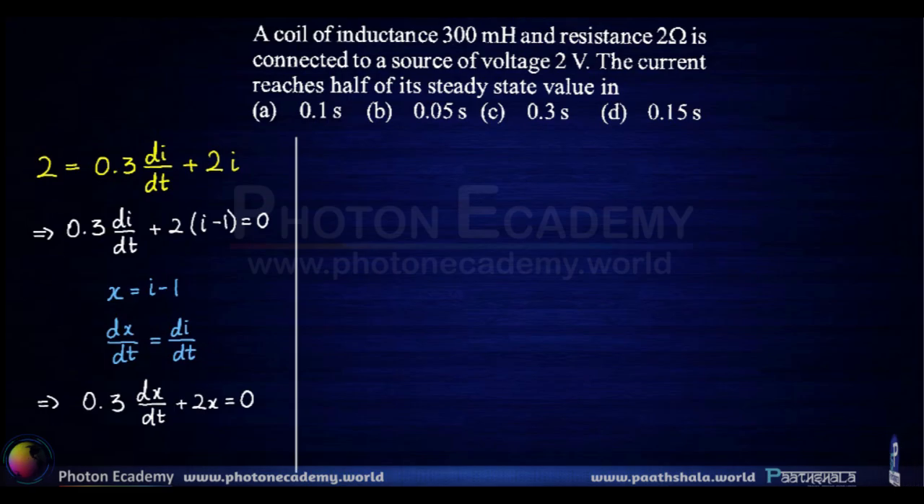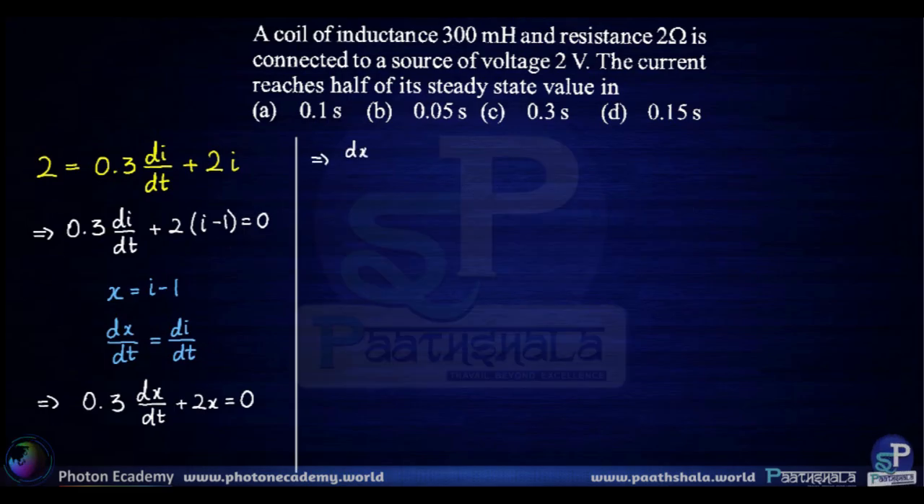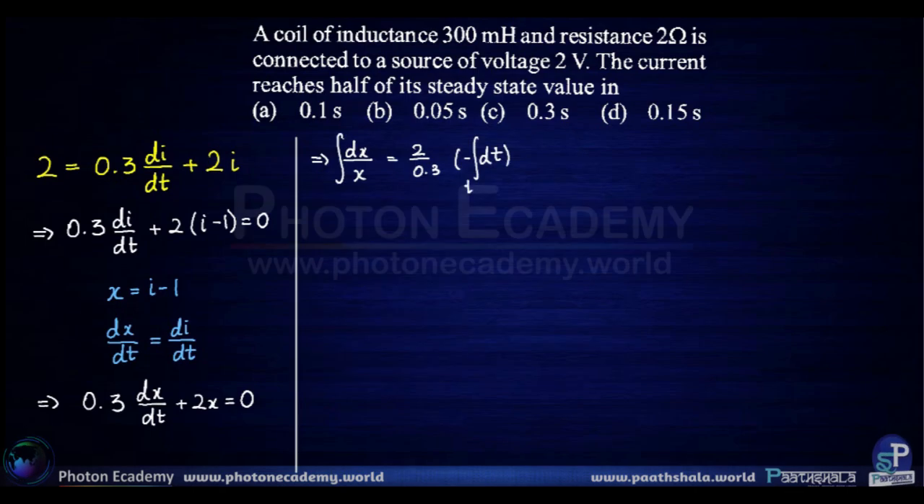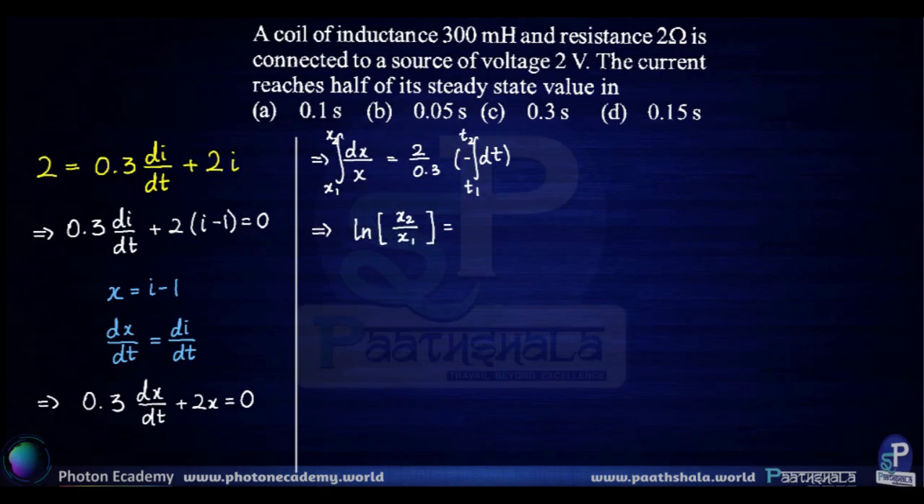If we rearrange some terms, we get dx by x is equal to 2 by 0.3 into minus dt. And now we can integrate this from t1 to t2 and x1 to x2. And on the left hand side we get the natural logarithm of x2 by x1 is equal to minus 20 by 3 times (t2 minus t1).